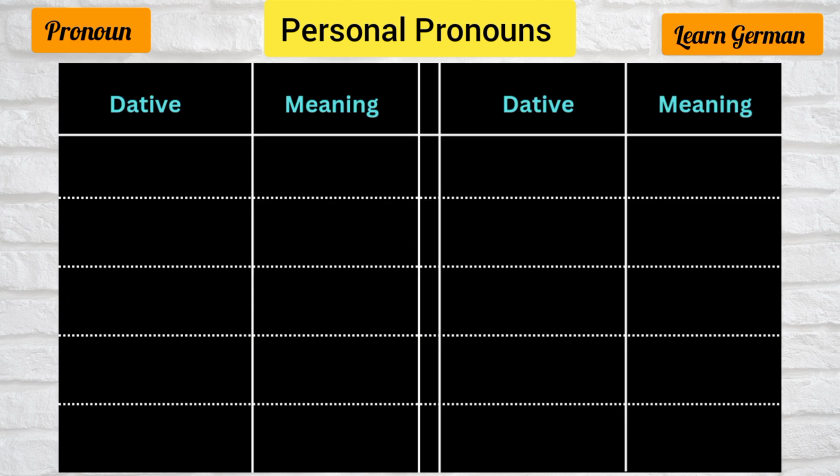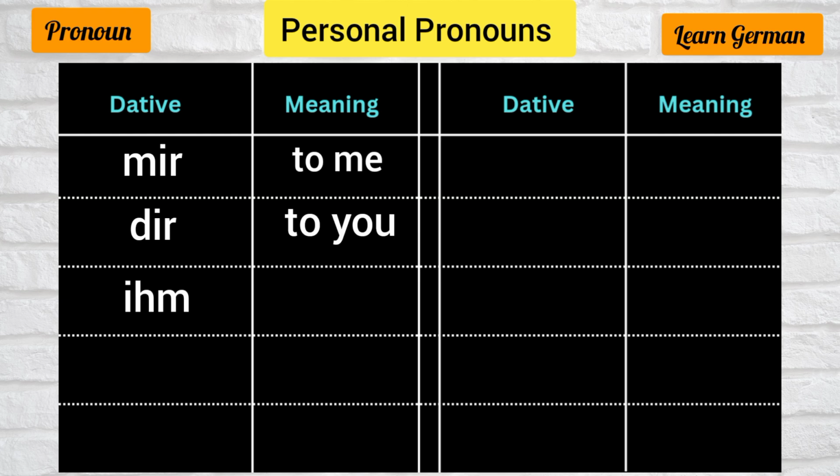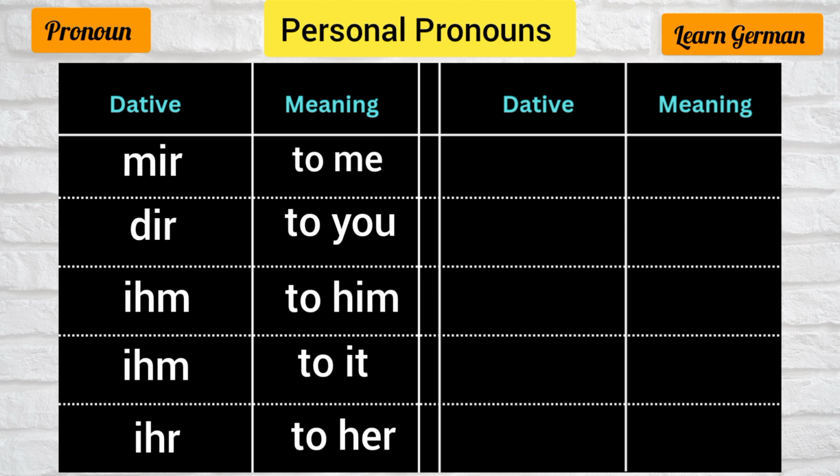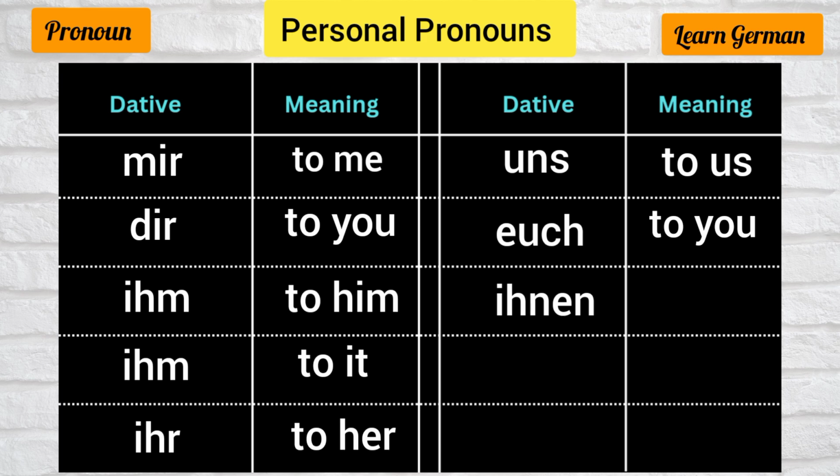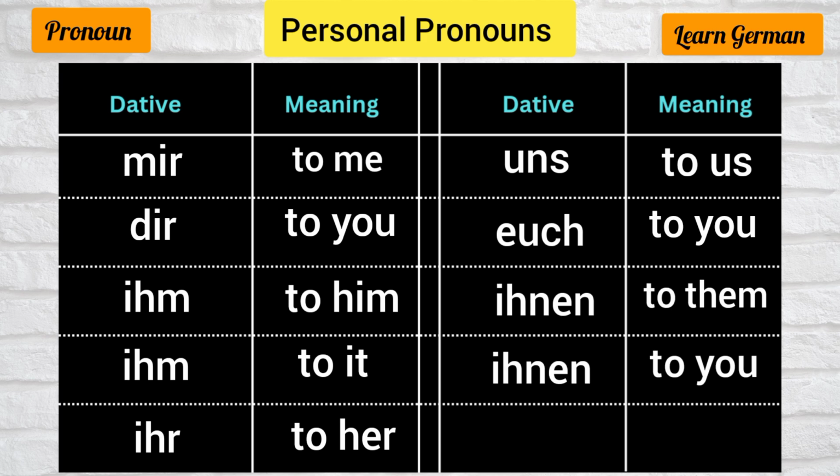Personal pronouns in dative case. Mir, to me; dir, to you; ihm, to him; ihm, to it; ihr, to her; uns, to us; euch, to you; ihnen, to them; Ihnen, to you.